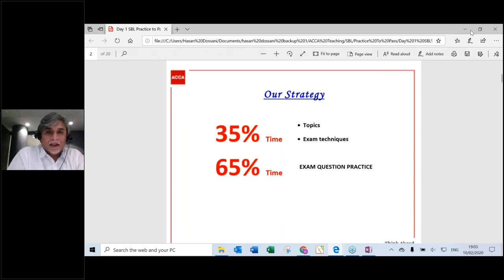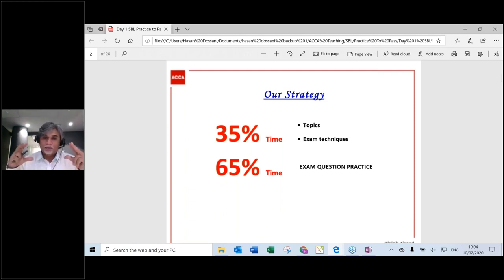I think that we need to practice more and spend less time on theoretical knowledge. So this time around, we have changed some strategy: we will spend only 35% of the time, or you can say 1/3 of the time, on knowledge and topics, and 2/3 of the time I will be solving questions, where I will demonstrate how to apply that knowledge, how to link your answers with the case, how to draft, how to present.